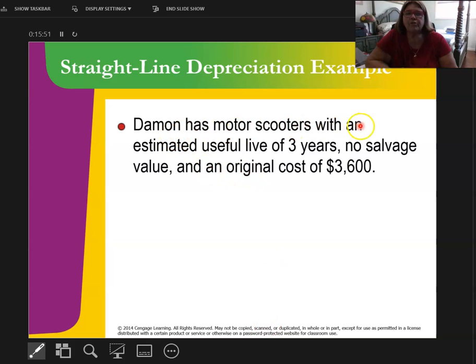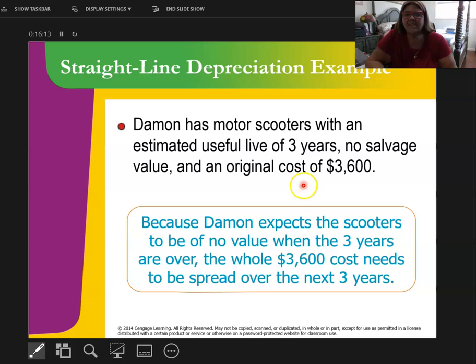So I buy a motor scooter with an estimated useful life of 3 years. It has no salvage value and originally cost me $3,600. Every year that I actually use it, or every month that I use it, it will depreciate in value to the point where it won't be worth $3,600. So I have to adjust my books, because it will decline over the next 3 years.